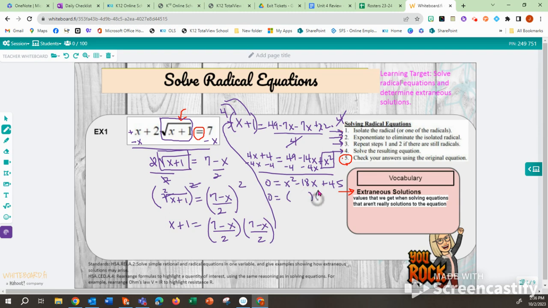So 45 is positive. That means my signs are the same. And they're going to be the sign of the middle term. So I know it's going to be minus minus. Only way to get x squared is to do x times x. So factors of 45 are 1 and 45, 3 and 15, 5 and 9. So I usually start with 5 and 9, but I'm seeing this 18 as my middle term. So that's going to make me choose the 3 and the 15.